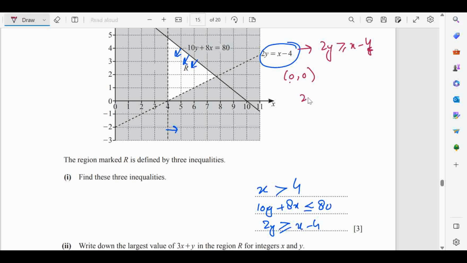So this will be 2y is 2 into 0 is greater than 0 minus 4. So 0 is greater than or equal to negative 4, which is true. So it means the required region will be above this line.